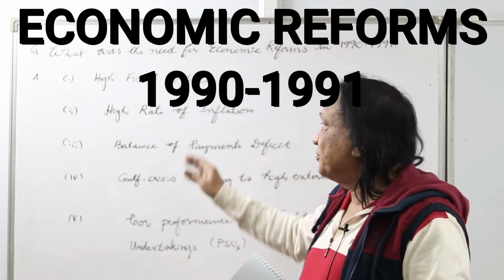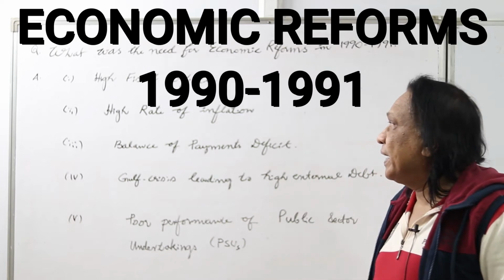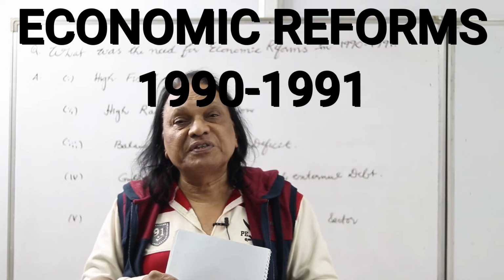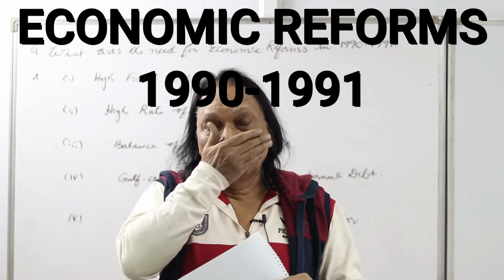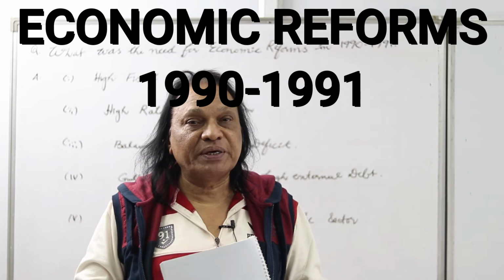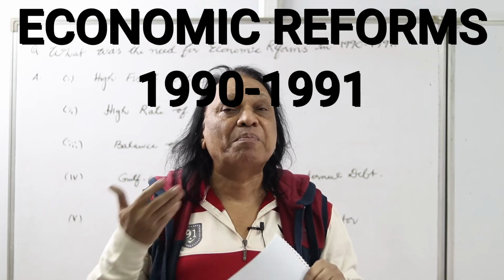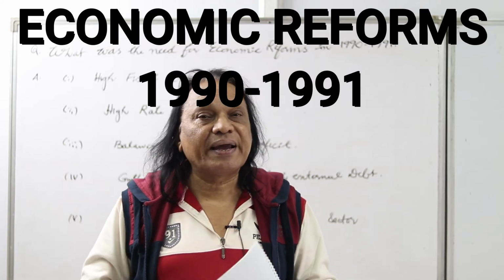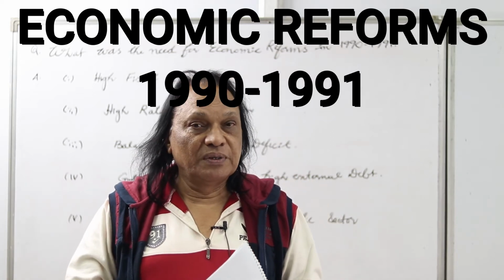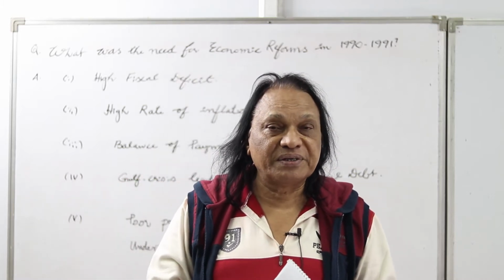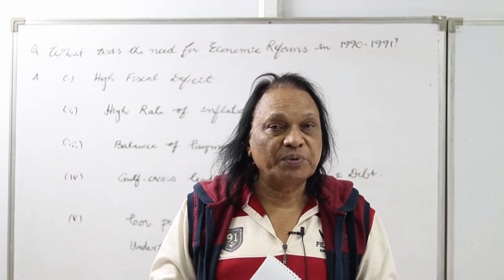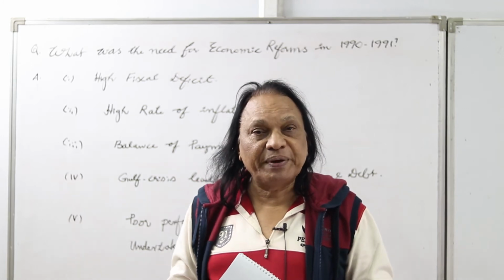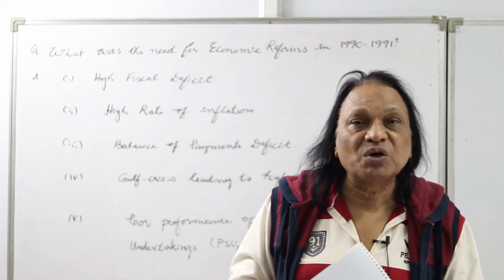The first factor which led to economic reforms was high fiscal deficit. What exactly is fiscal deficit? Fiscal deficit is the difference between the total expenditure of the government and total receipts excluding borrowings. That means the country has borrowed so much money from other countries that it was not able to repay it back. So to repay that money, we had to mortgage our gold.